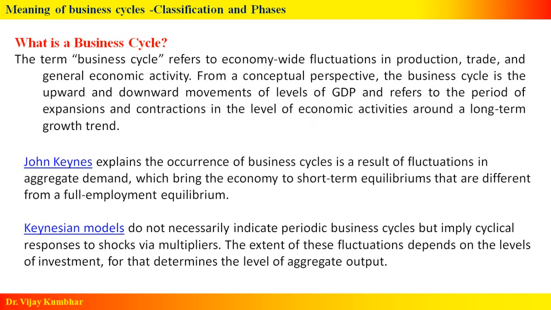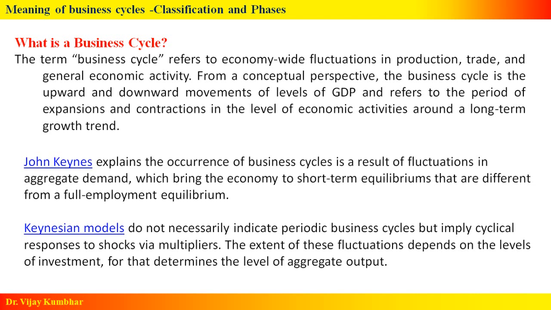John Maynard Keynes explained that the occurrence of the business cycle is the result of fluctuation in the aggregate demand, which brings the economy into short-term equilibriums that are different from the full employment equilibrium. Keynes assumes that there is a certain level of full employment in the economy. When the economy reaches the full employment level, then the downtrend begins with various factors of the economic activities such as price level, consumption level, production, and employment. But the most important effect is the change or fluctuation in the aggregate demand in the market.